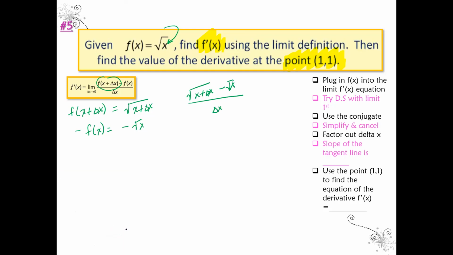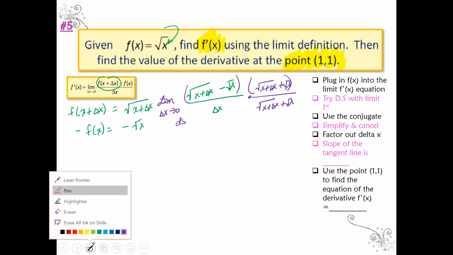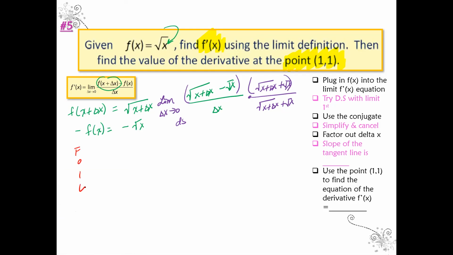Let's go ahead and apply the limit. Limit as delta x approaches 0. If I do direct substitution, I will have a 0 in the denominator. So what do we do? Yep, you guessed it. We will now have to go ahead and multiply by the conjugate. So I'm going to multiply the top by square root of x plus delta x plus square root of x, and the denominator by square root of x plus delta x plus square root of x. Most likely I'm going to have to FOIL the numerator. So FOIL.